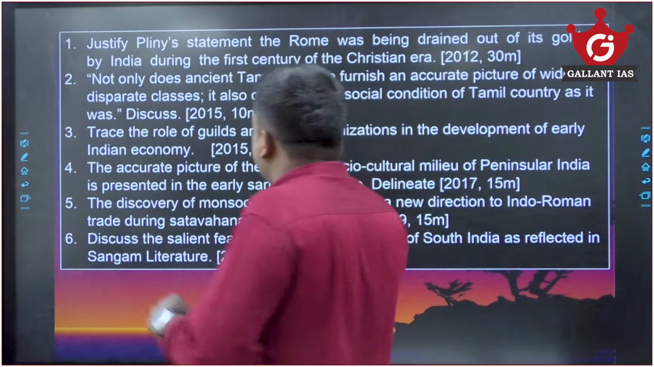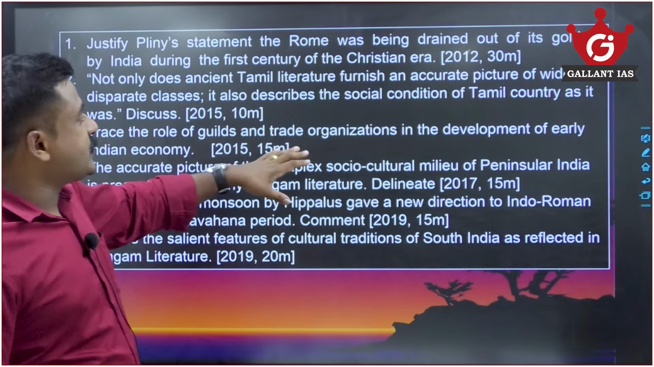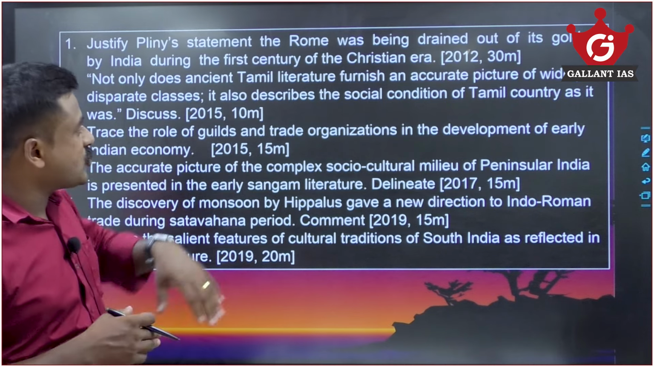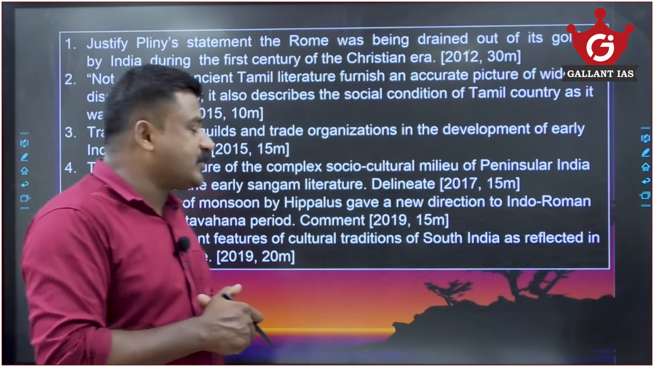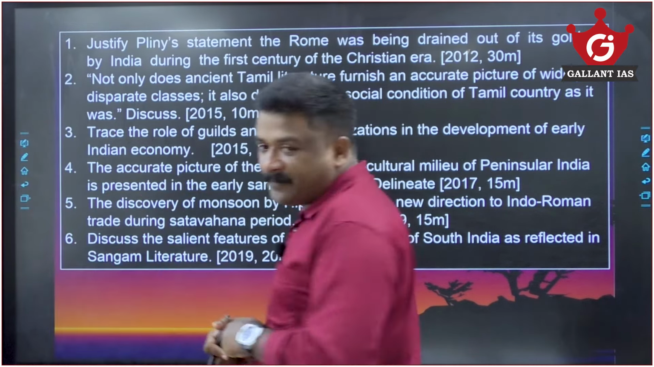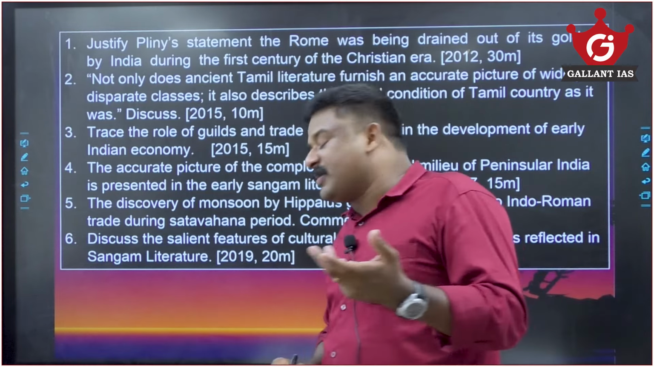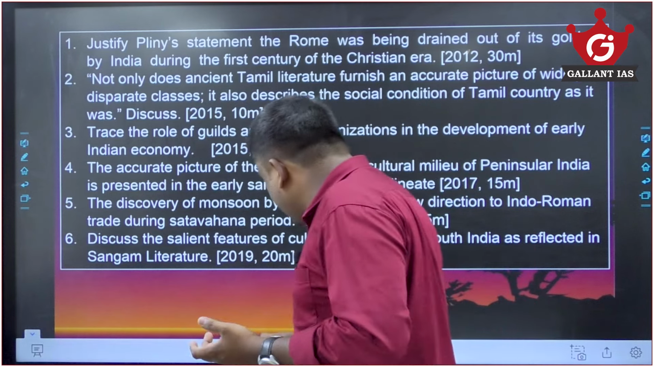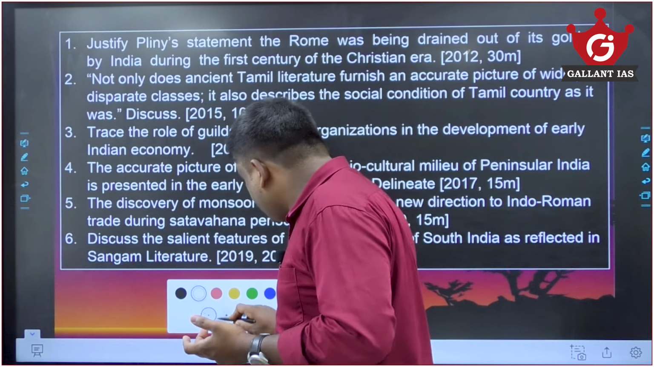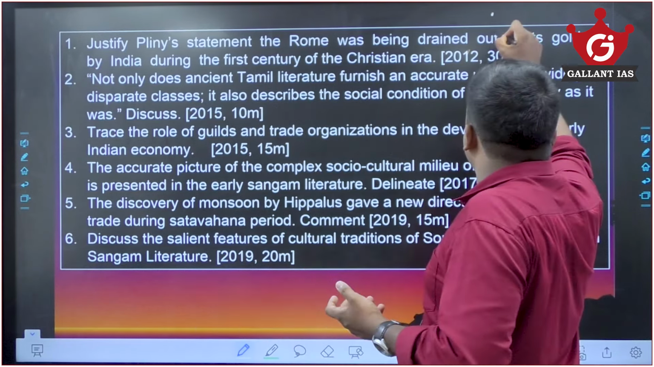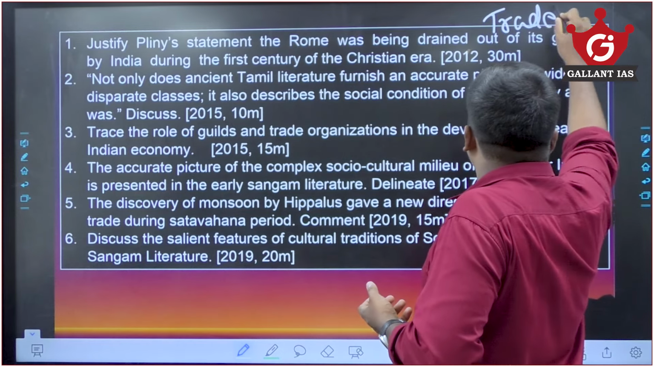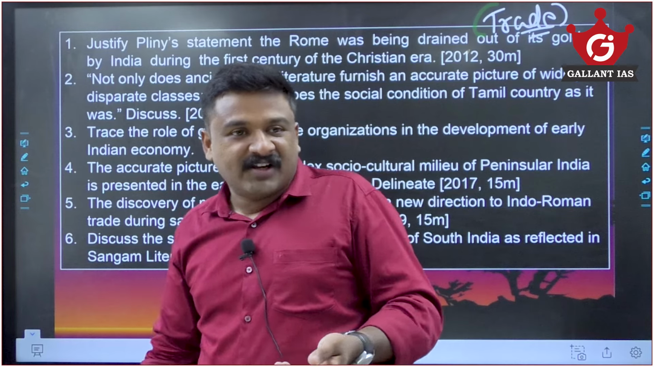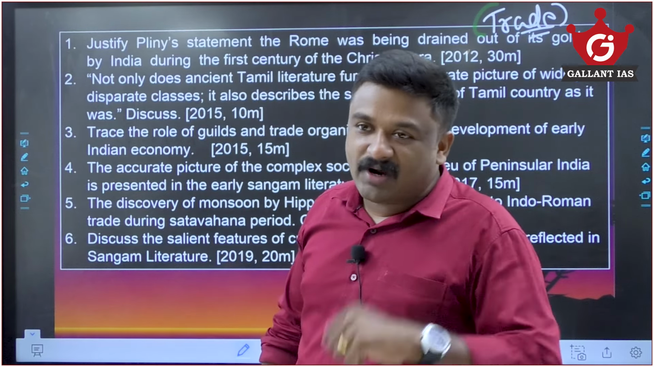See, not only does ancient Tamil literature furnish an accurate picture of widely disparate classes, it also describes the social conditions of the Tamil country as it was. So there was a question about this ancient trade. There was a keyword, it was trade. The trade system, you must cover the inland trade and the overseas trade. The external and internal trade system you have to cover.